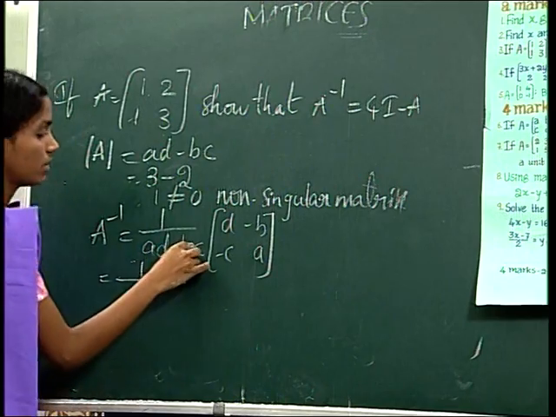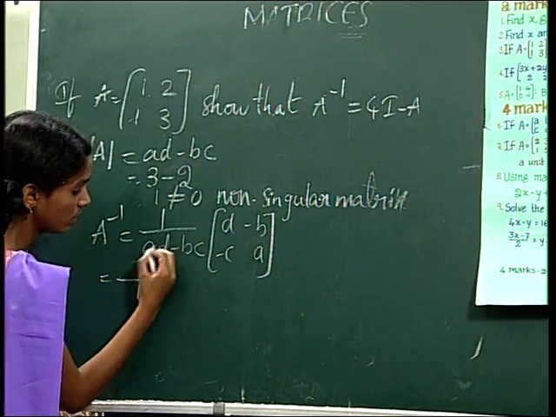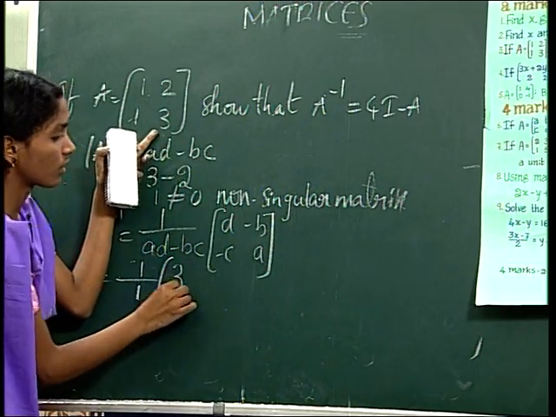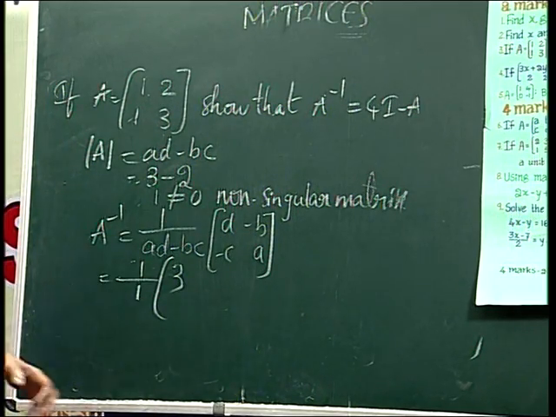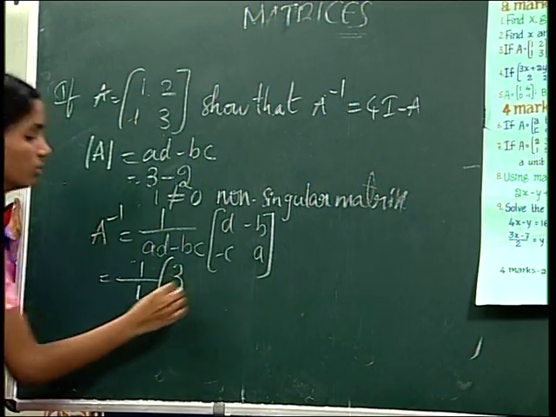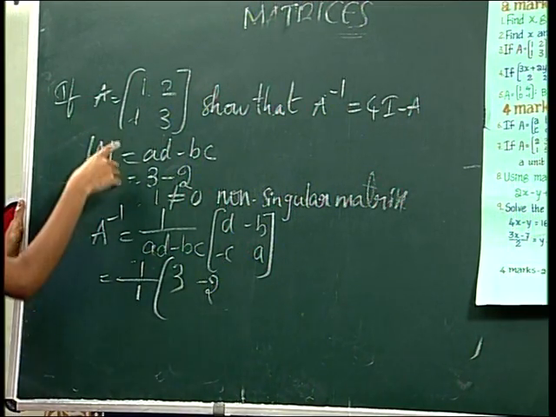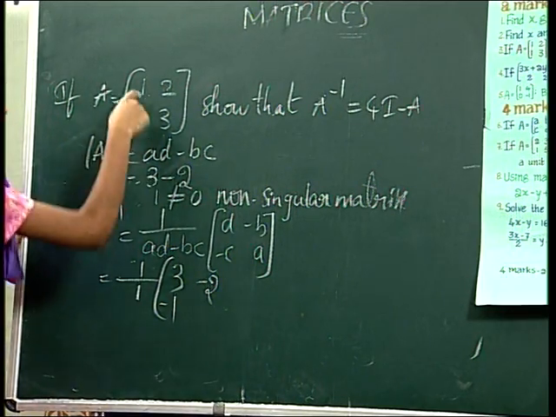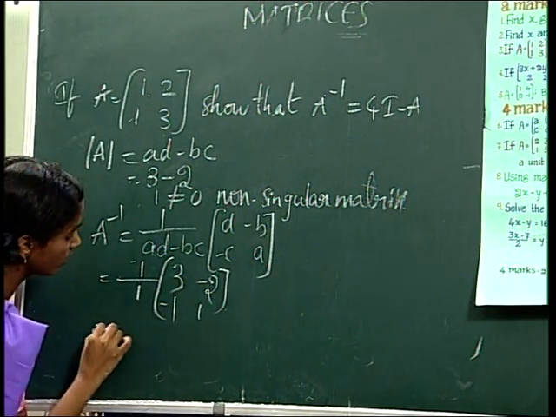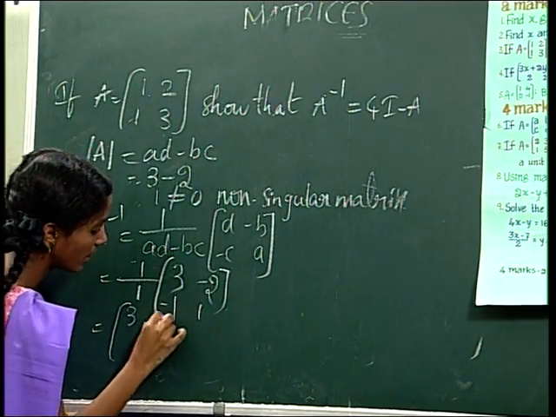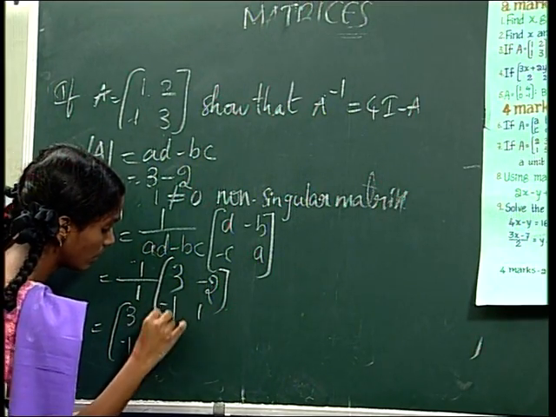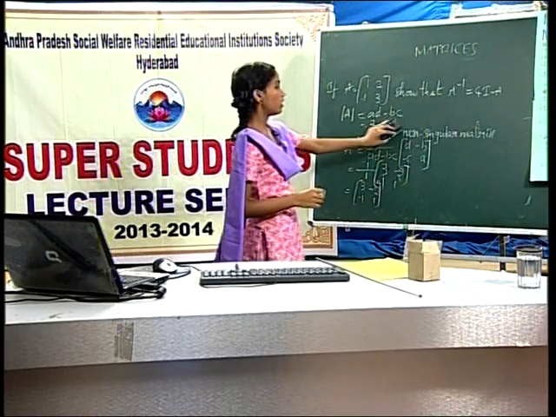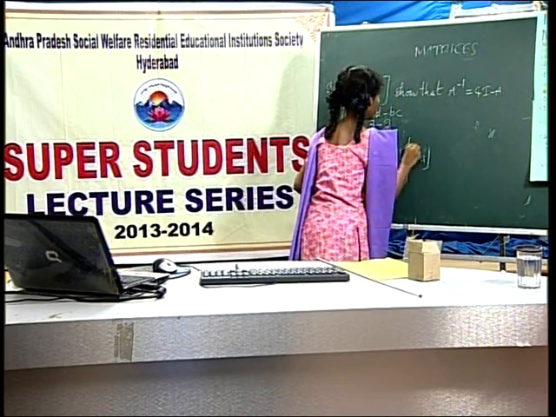Next we have to find the inverse. What is AD minus BC here? 1. What is D here? 3. And what is minus B? Here, minus 2. What is minus C here? Minus 1. Yes, right. What is A here? 1. Therefore, A inverse is 3, minus 2, minus 1, 1. This is A inverse.